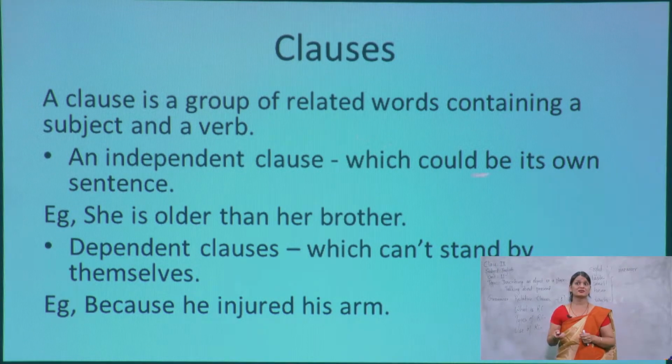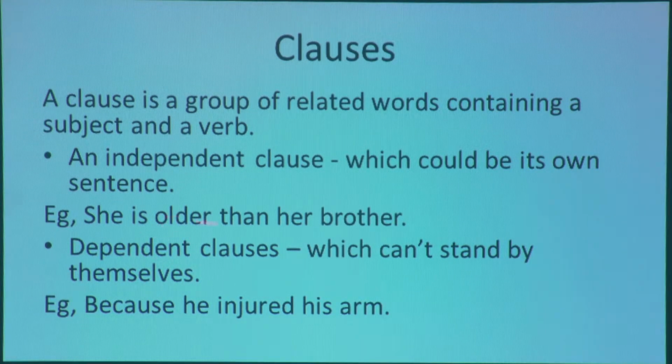An independent clause could be its own sentence. We do not need other extra information. Just have a look here. She is older than her brother. This is a complete sentence. If we add something extra also no problem, but this is an independent clause. Dependent clauses can't stand by themselves. You can see the example: because he injured his arm.